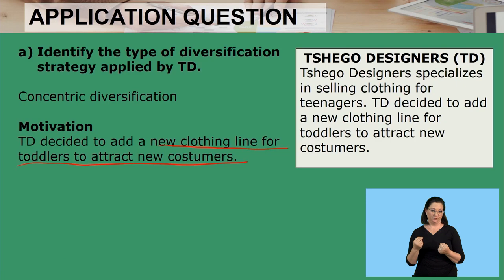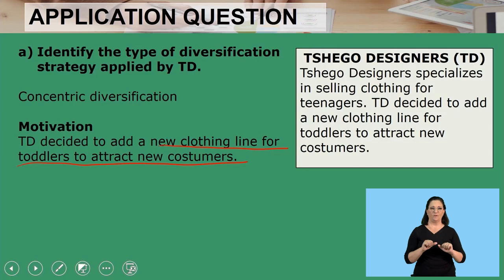It's a related product basically, because Tshegoe Designers specializes in selling clothing for teenagers, but she has decided to add a new clothing line. So this clothing line is related. Basically, it's clothes with clothes. So it's a related product to new customers. So that is your concentric diversification. It's related. All right, let's move on to the next question.